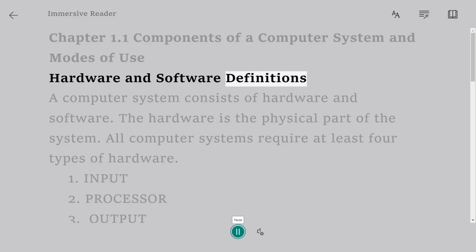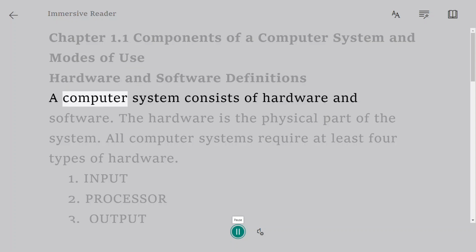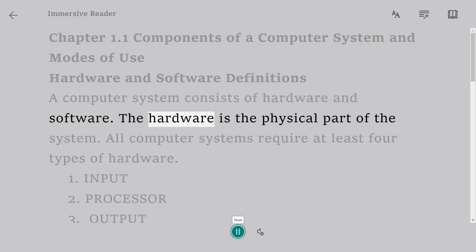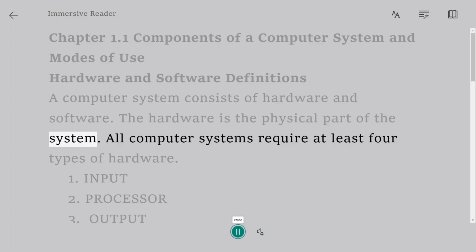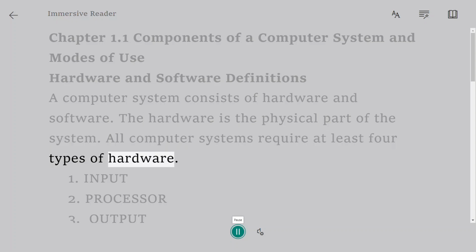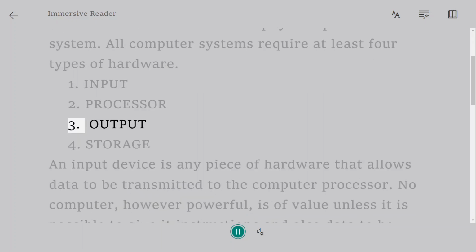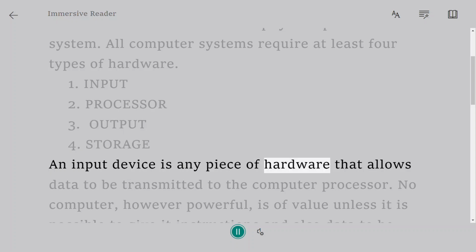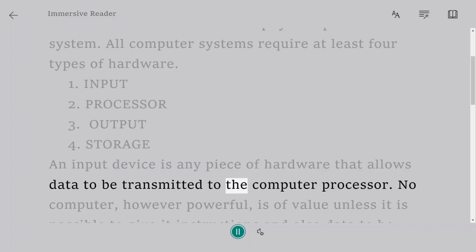Hardware and Software Definitions. A computer system consists of hardware and software. The hardware is the physical part of the system. All computer systems require at least four types of hardware: 1. Input. 2. Processor. 3. Output. 4. Storage. An input device is any piece of hardware that allows data to be transmitted to the computer processor.